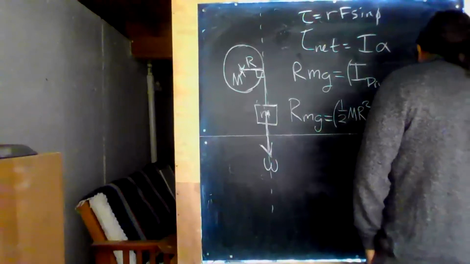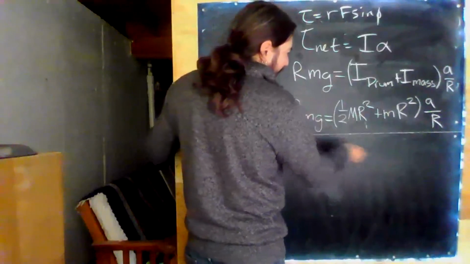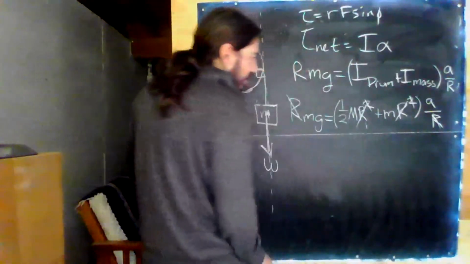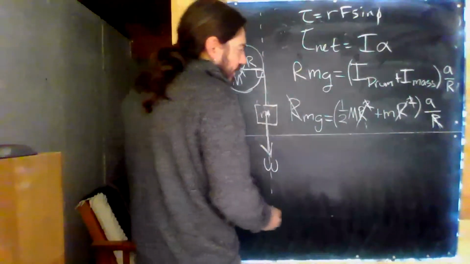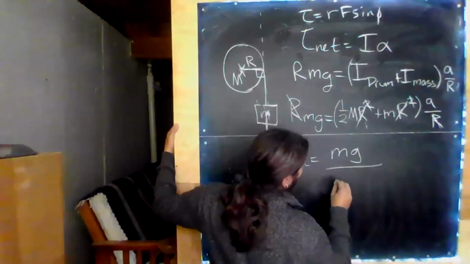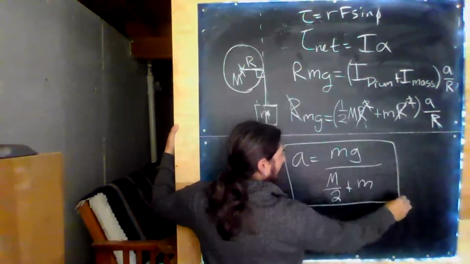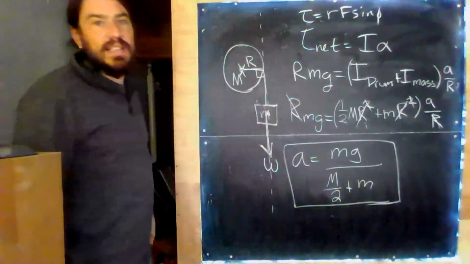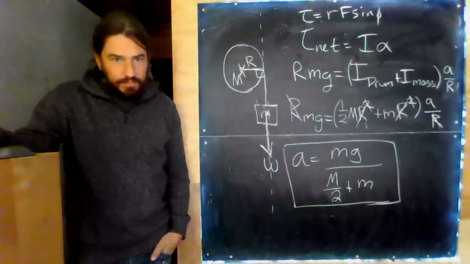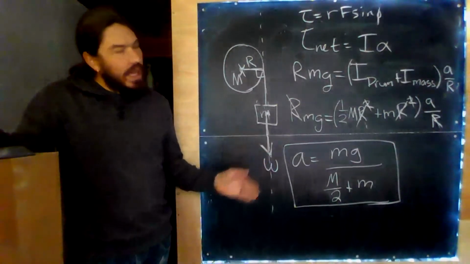times a over R. Notice that this R cancels with one of those R's. This R cancels with the other of those R's. And when we solve for a, we get a equals mg divided by big M over 2 plus little m. And you will notice that that is the exact same result we got doing it the other way. And we could plug in our numbers, we get the same number too, right? So our algebra turns out the same result.